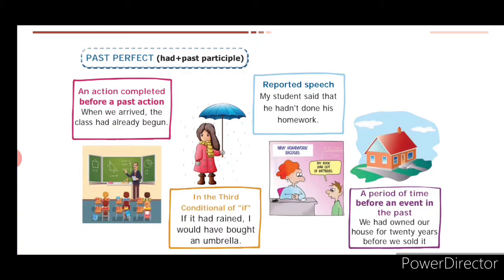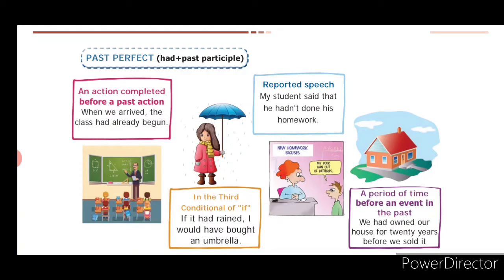My student said that he hadn't done his homework. Then a period of time before an event in the past: we had owned our house for 20 years before we sold it. Okay children, so I hope you have understood where to use the past perfect tense.